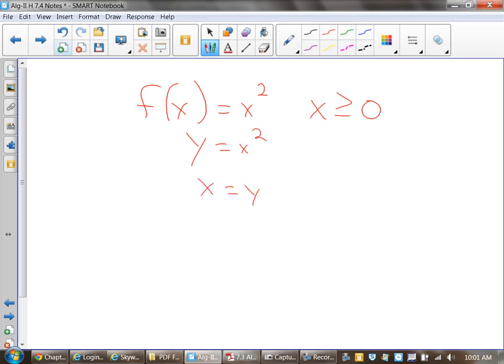Flip-flop them. And then what do I do? Square root it. Now, do I have to worry about my plus minus here? No, and why is that? Exactly. And there's your inverse.